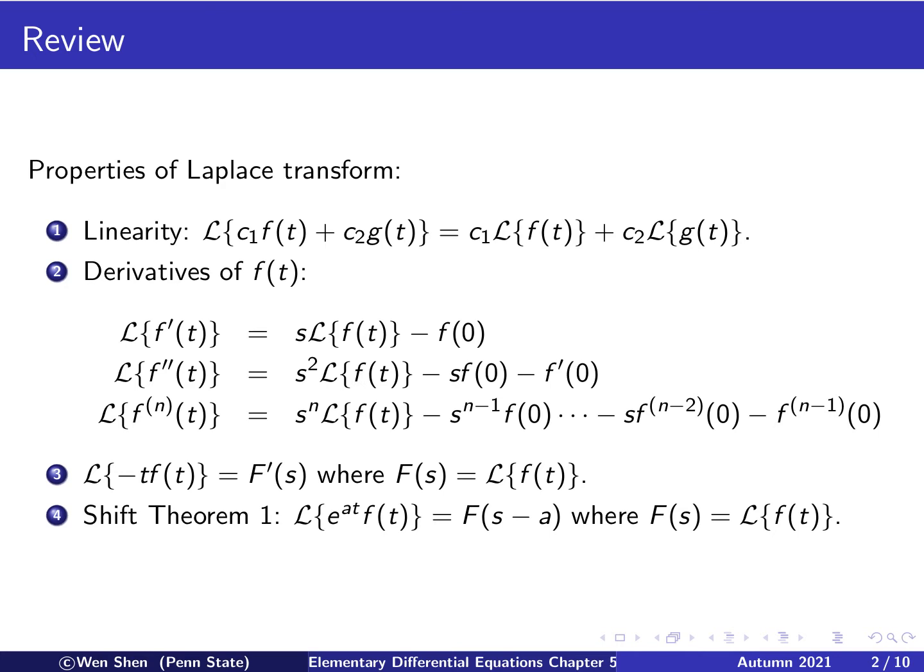Property 3 is a counterpart of property 2. Here the derivative is on the transformed function, F prime, and that corresponds to multiplying the little function f(t) by negative t. The fourth one is the shift theorem. It says that if you multiply the function f(t) by an exponential function e^(at), then the Laplace transform is just shifted by a units.